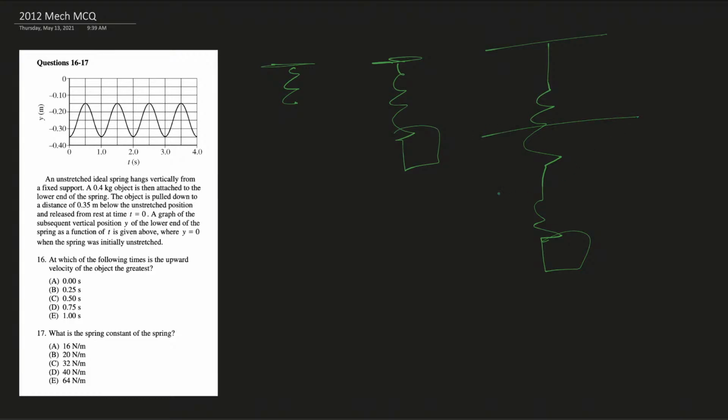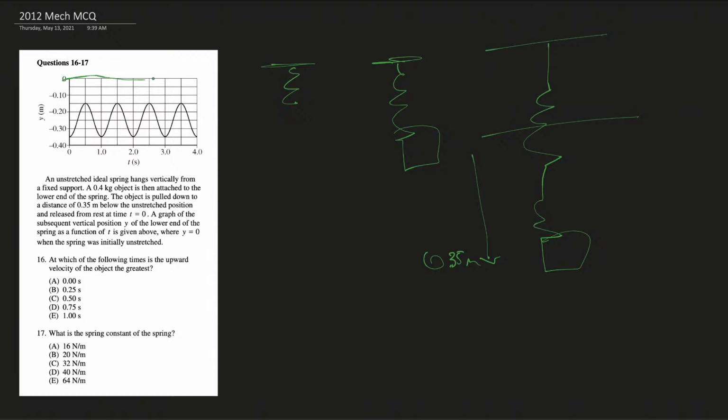If this was our equilibrium, we stretch it a distance of 0.35 meters from its unstretched position and released. So now it's going to oscillate back and forth. It's going up and down and up and down, right? It's basically going to have an amplitude of 0.35 meters. A graph of the subsequent vertical position y at the lower end of the spring as a function of t is given above, where y equals 0 when the spring is initially unstretched.